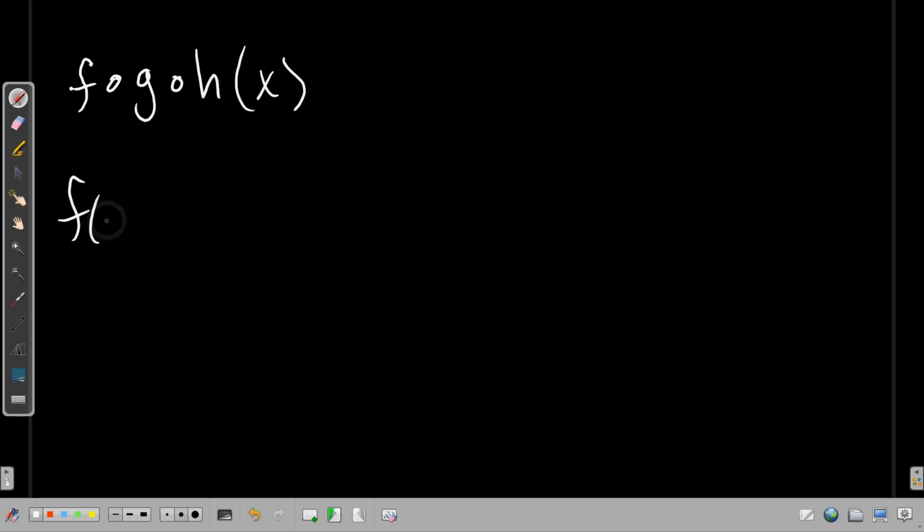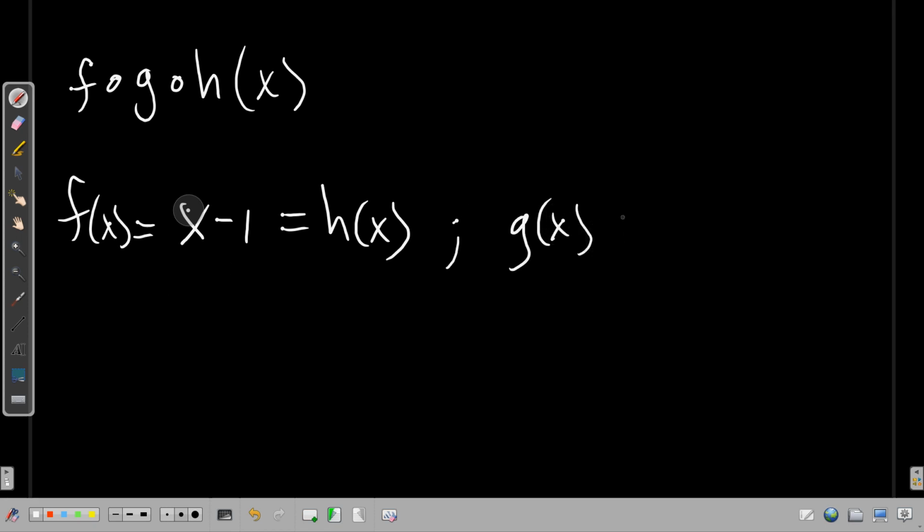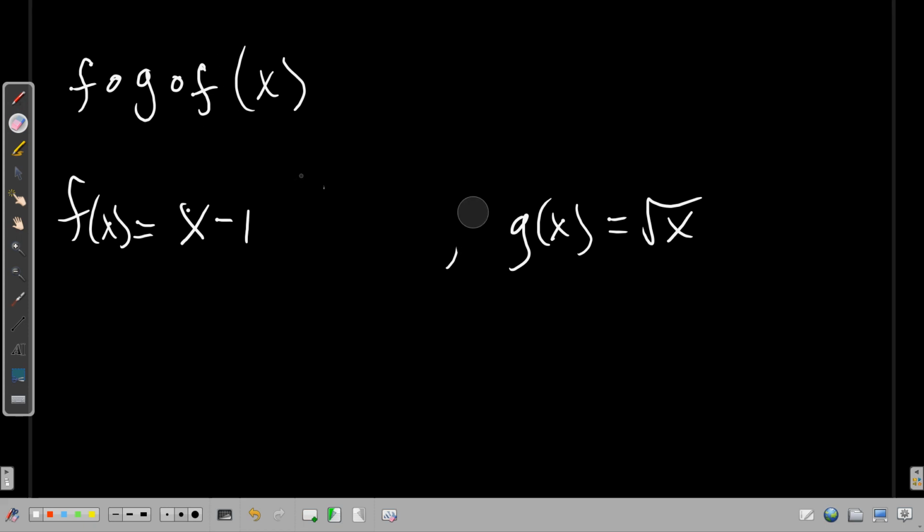Here we'll have, I guess this is worth doing, f circle g circle h, where f of x is the function x minus 1, but is also h of x, and g of x is the square root of x. So I guess you could have just said f circle g circle f and then not had to worry about h.